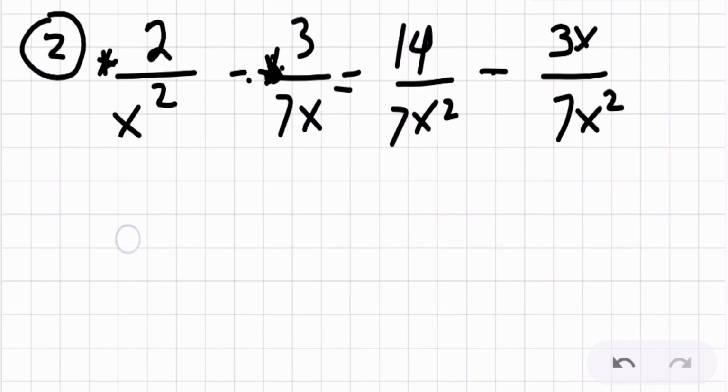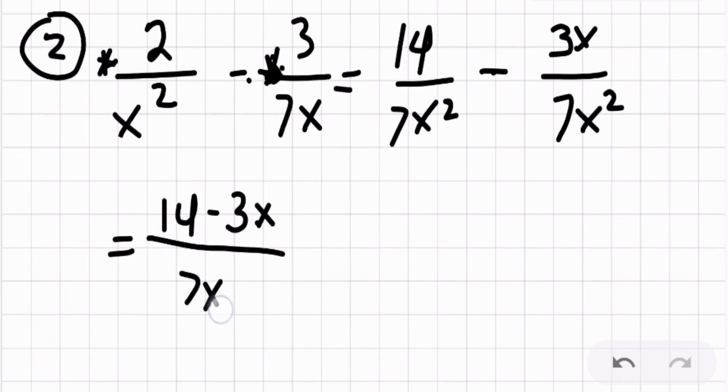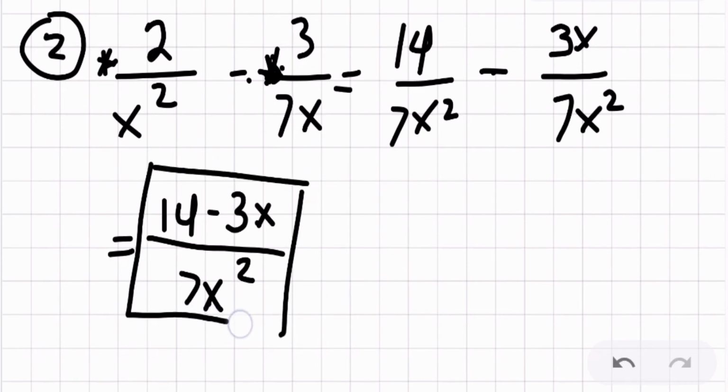So now we will have this expression, 14 minus 3x over the common denominator, which is 7x squared. So this is now our final answer, since we can no longer cancel out some common factors.